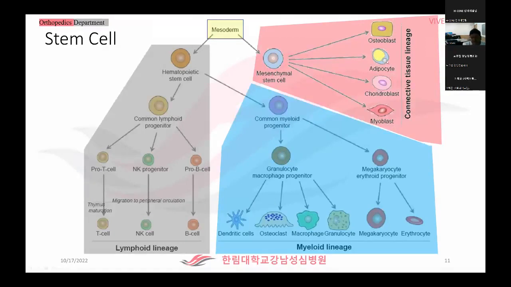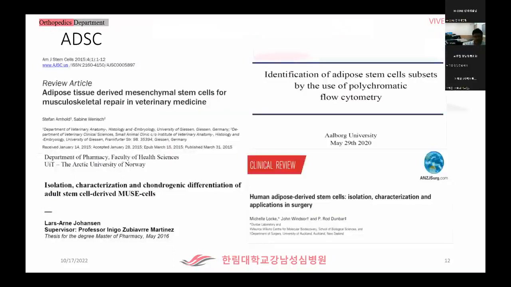Among the mesenchymal stem cells, we have the adipocyte, and this adipose-derived stem cell can give all three cell lineages we are interested in, like osteoblast, chondroblast, and myoblast. So this will be a starting tool for our orthopedic department. Here some studies are suggesting why adipose-derived stem cells are so important, and how they can play an important role in post-surgery wound management.